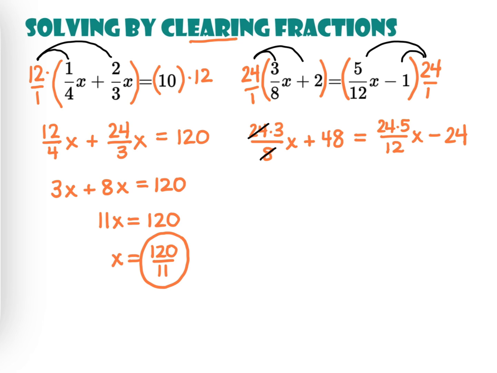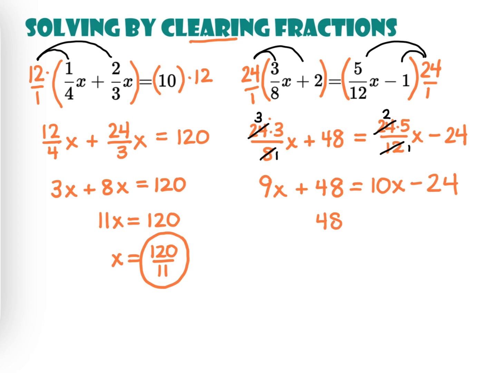What's 24 over 8 reduced to? 3 over 1? Same thing over here. What is 24 over 12 reduced to? 2 over 1. Let's see if we can write that a little more simply. So we've got the 3 times 3 here now. That's a 9x. And now we've got the 2 times 5 up there. If there's just a 1 on the bottom, I don't need to write it. And the fractions are cleared.